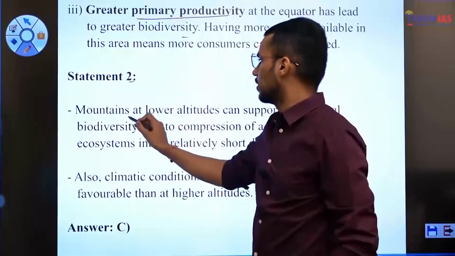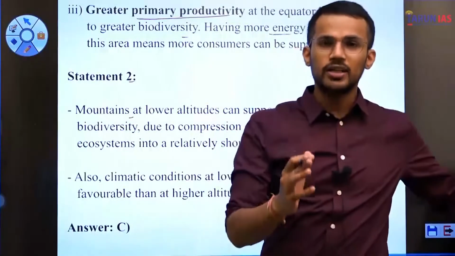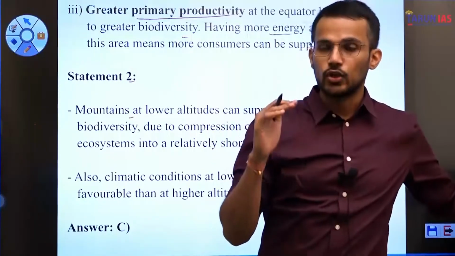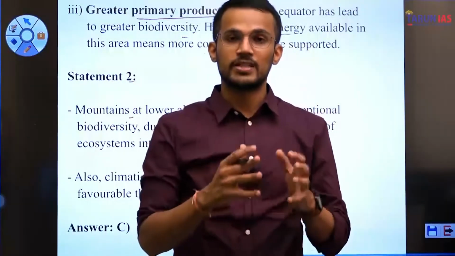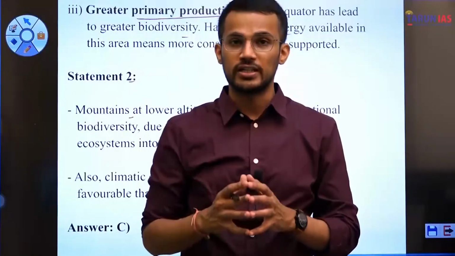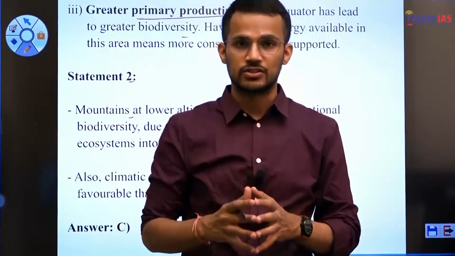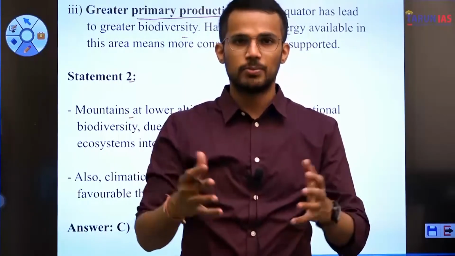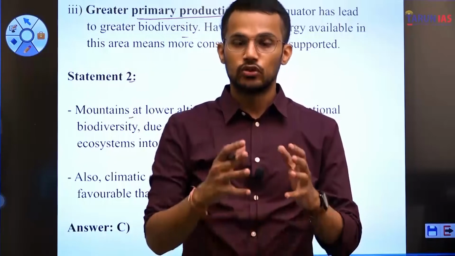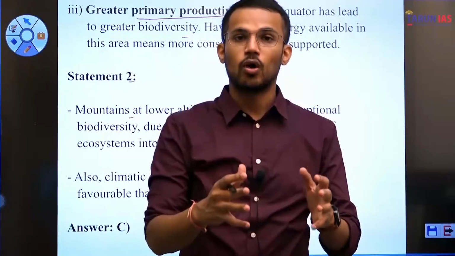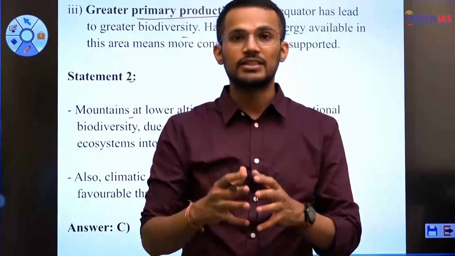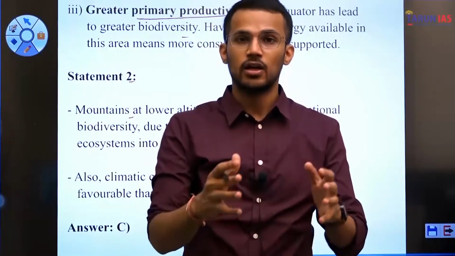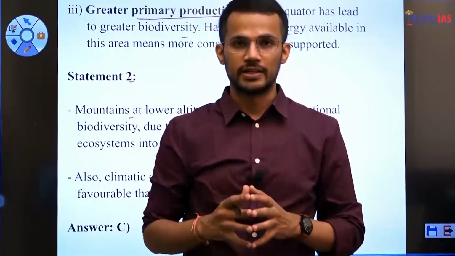The second statement is about mountain gradients. Mountain gradients are very much similar to the latitudes of the earth, because at the lower altitudes of a mountain gradient, we have sufficiently good conditions for life to occur. That means conditions will not be very harsh, and favorable climatic conditions will be there. And those climatic conditions, in the form of rainfall as well as availability of sunlight, will be helpful for the growth of life in the lower altitudes of the mountain gradient.